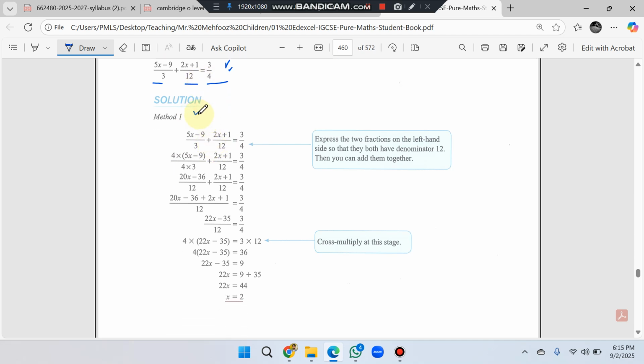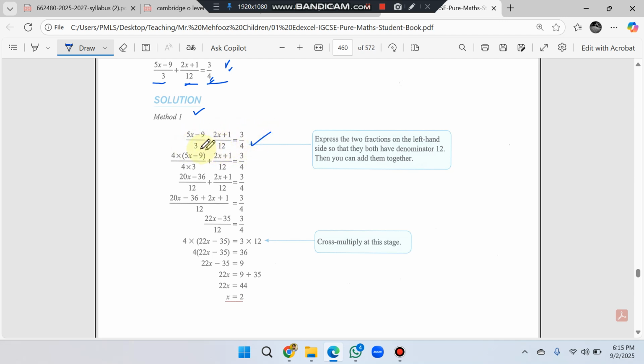In the first method again we have to make the denominators the same. When we make the denominators the same, it becomes 3 multiplied by 4, that is 12. This is 12, and it becomes 4 multiplied by 3. Okay, but we are just equating the denominators on the left side, so it becomes 5x minus 9 over 3 plus 2x plus 1 over 12 is equal to 3 over 4 as it is.